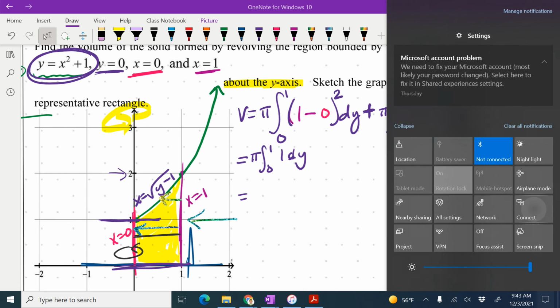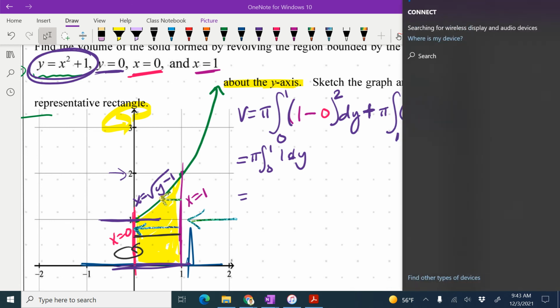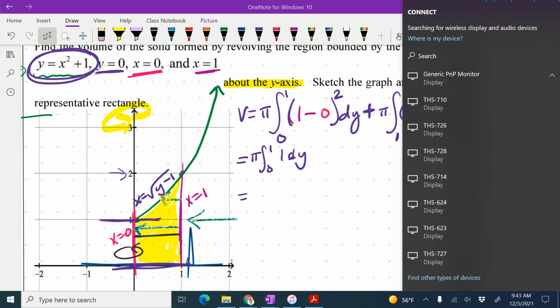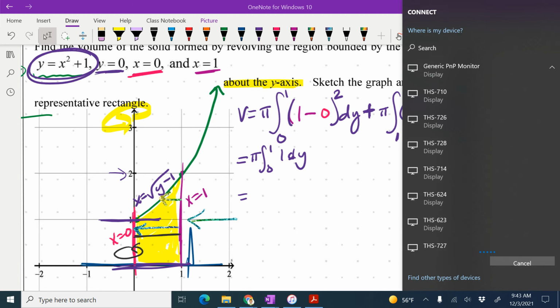Get it to connect. I don't know why it does that. We must have internet blips or something and it kills it. Come back, let me touch that. There it goes.